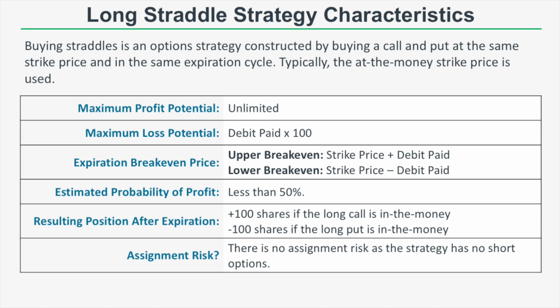Now the resulting position after expiration depends on if the long call or the long put is in the money. So if the long call is in the money at expiration, then a long straddle will expire to plus 100 shares of stock per call option that you have. Now if the long put is in the money at expiration, then the position will expire to negative 100 shares of stock per long put. So that's essentially a short stock position of 100 shares per put that you own. Now, since a long straddle does not include any short option components, there is no early assignment risk.